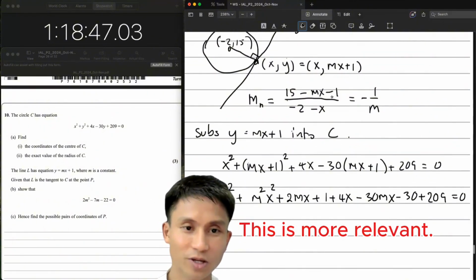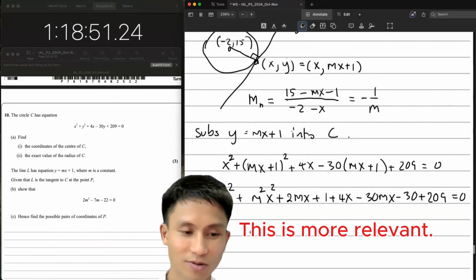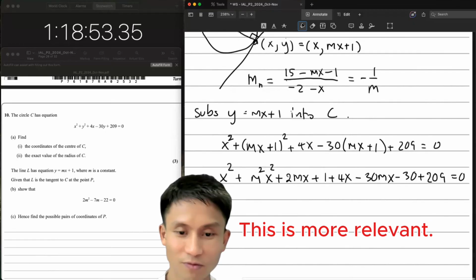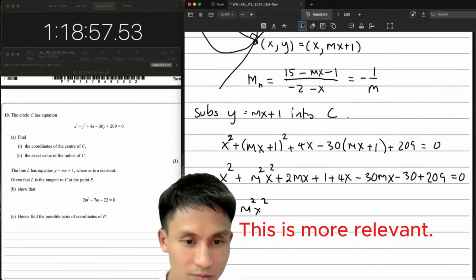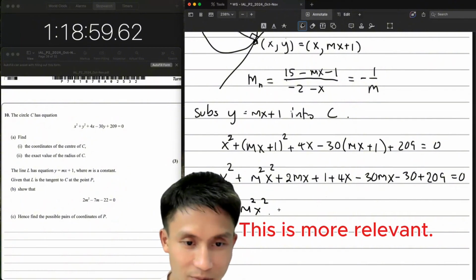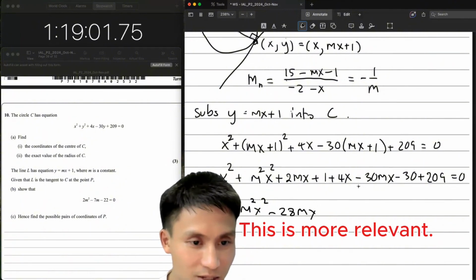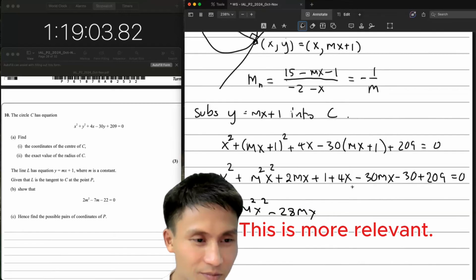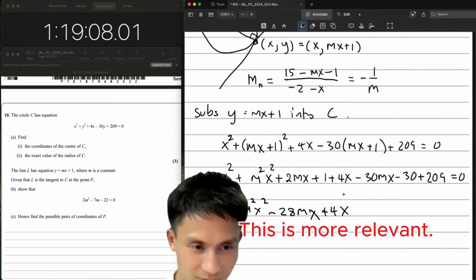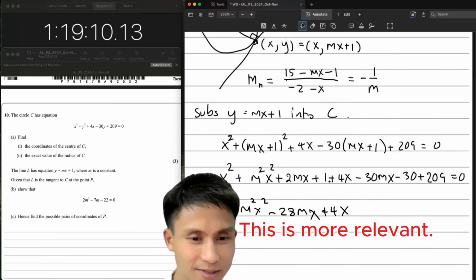Okay, so we're going to have to bring this equation down into play too, somehow. Let's see if I can do that. But before we do that, we simplify first, all right? So that will cancel with that. I get minus 28mx. And then there's just a 4x here.